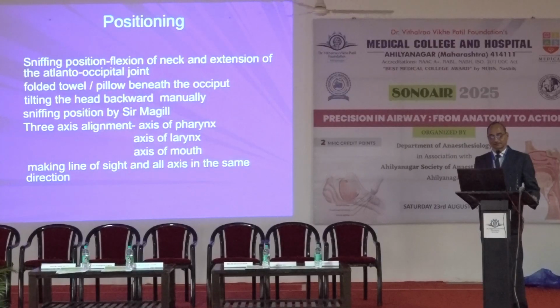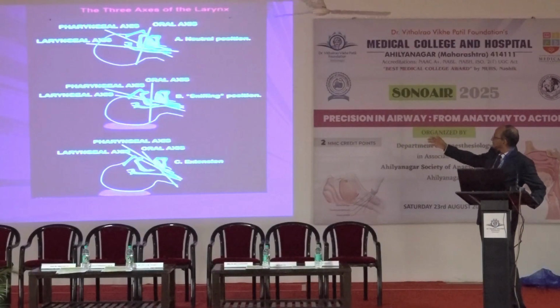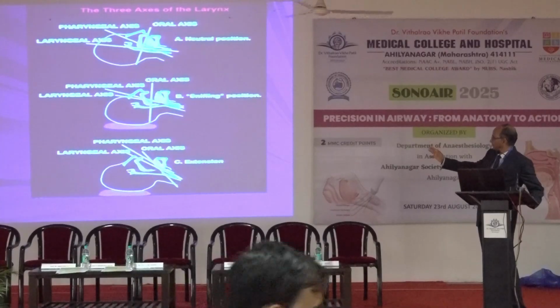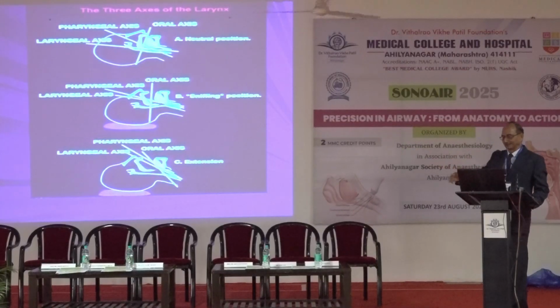Now the three-axis alignment, as told earlier, the axes of the pharynx, the larynx and the mouth have to be brought into alignment, making the line of sight and all axes in the same direction. Now this is showing you the three axes, the oral axis, pharyngeal axis and the laryngeal axis. This is in the neutral position. In the sniffing position, what happens? The laryngeal and the pharyngeal axis come closer to each other, but the oral axis remains still vertical. But when you do the extension of the head at the atlanto-occipital joint, the three axes more or less come in the same line.